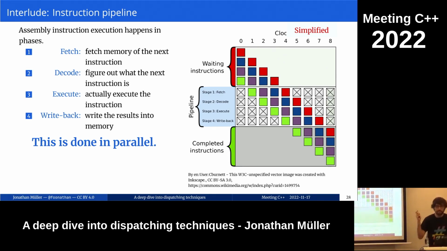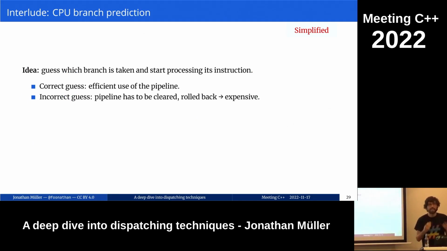Of course, this has an issue with branches, right? When you have a branch instruction, we don't know what the next instruction is going to be. It can be one of multiple locations. So what does the CPU do? It simply guesses whether the branch is taken or not, and just starts executing its guess. If it's correct, good job, we made efficient use of the pipeline. If it's incorrect, and it started executing something that it wasn't supposed to execute, it has to clear the pipeline and roll back. This is expensive. So we want to guess correctly.